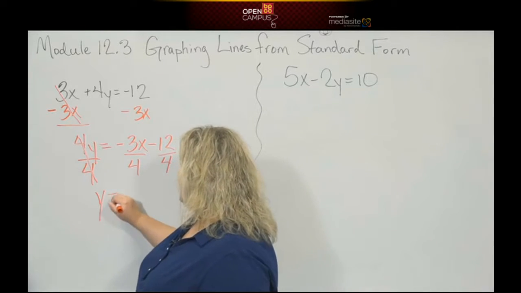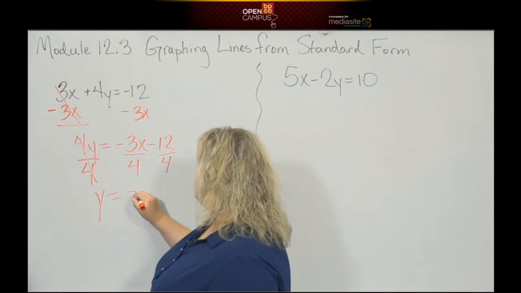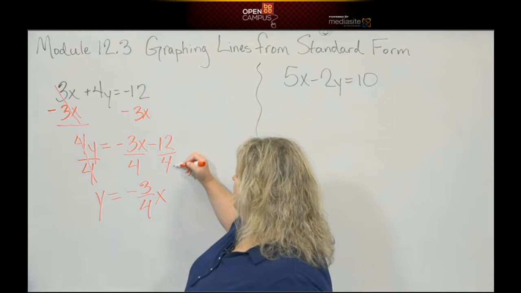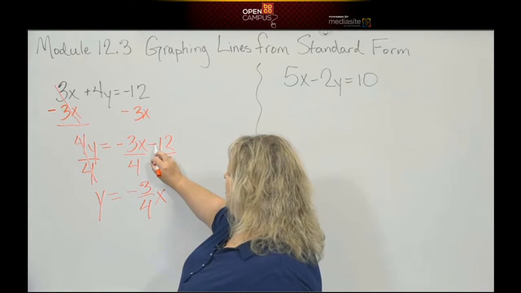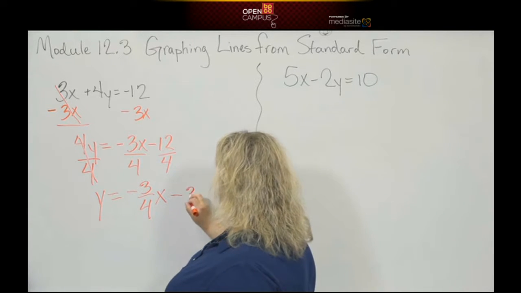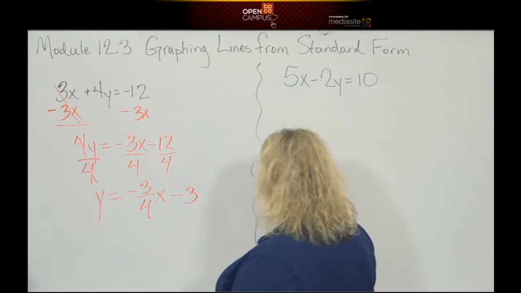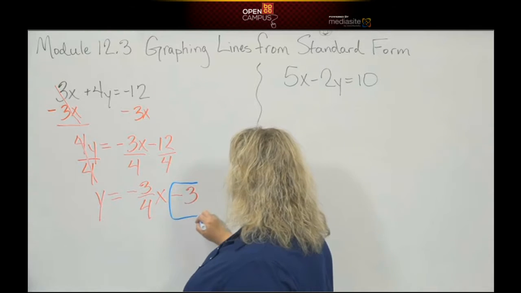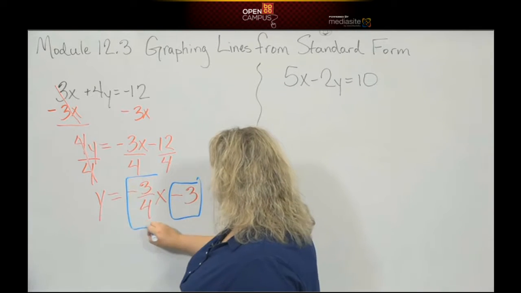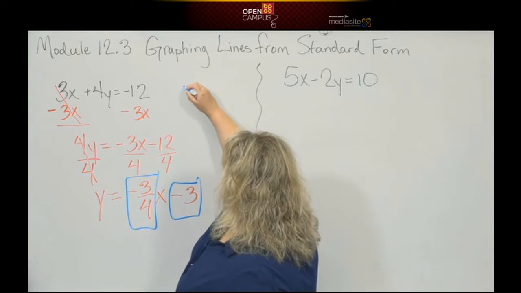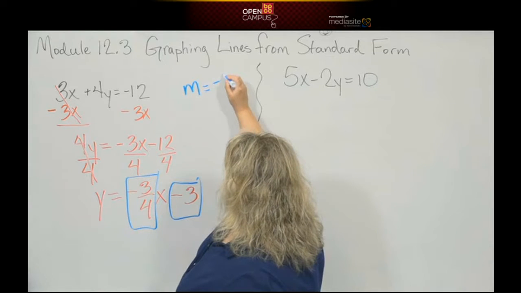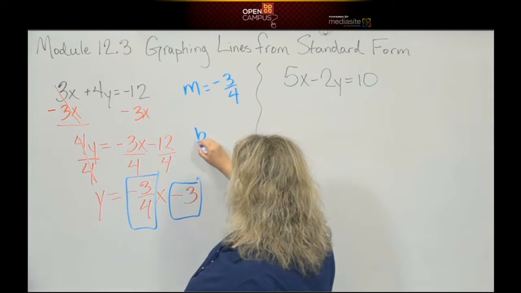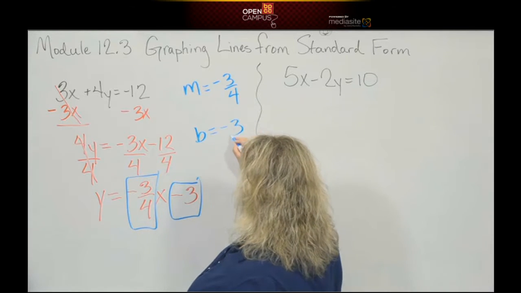So that gives us y is equal to negative 3/4 x. And then 12 divided by 4 is 3, and because that is negative, it's negative 3. Once we do this, look at what we have. We're going to identify our slope and our y-intercept. There they are. So our slope, which is m, is equal to negative 3/4. Our b, which is where we're going to begin our graph, is at negative 3.